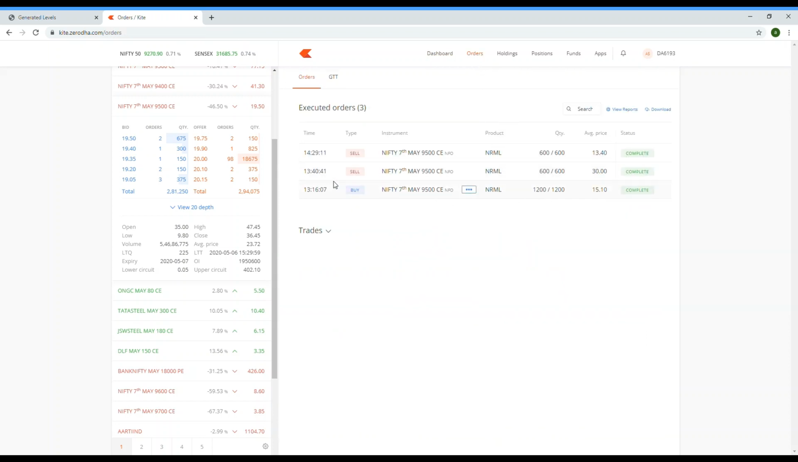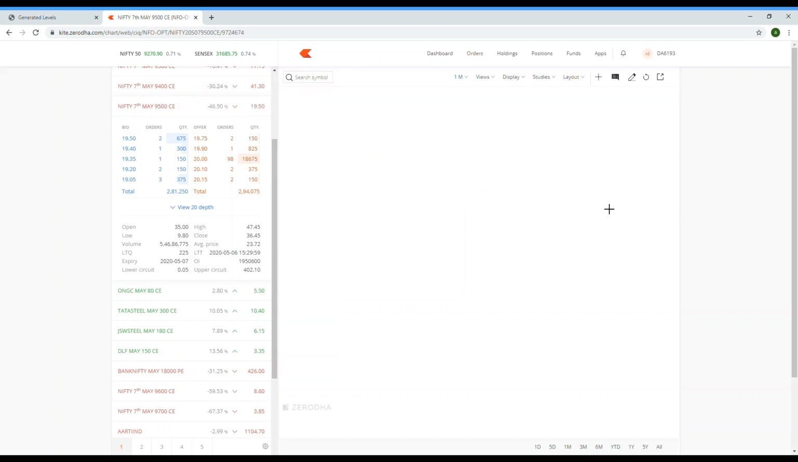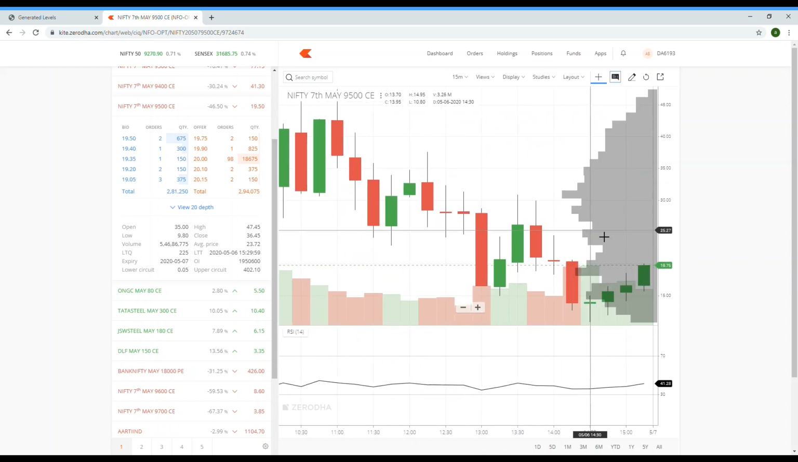All right, at 1:40 p.m. and 41 seconds, I have booked my half of the quantity at 30 rupees. My idea for this was to make my trade cost free, meaning I would not incur any further losses. So this is the very bar where I exited half of my trade.